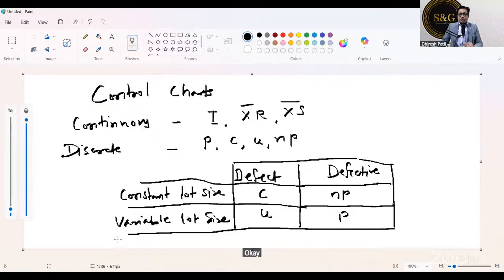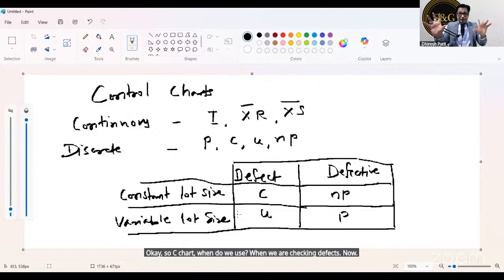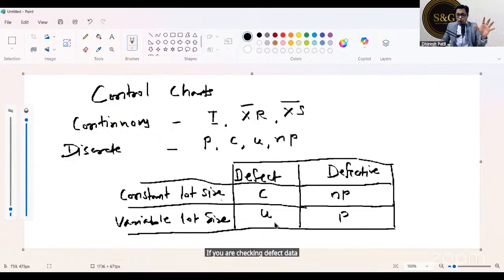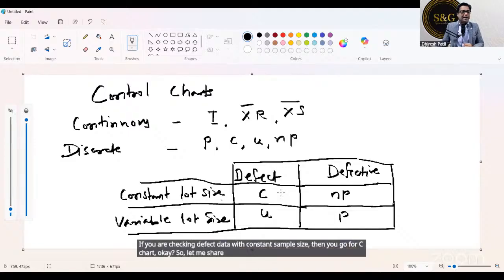Okay. So C chart, when do we use? When we are checking defects. Now everybody knows defect and defective. I have already given you the example of that shirt. DPMO calculation, remember? Defective is the entire unit, and within the defective unit there are multiple defects. If you are checking defect data with constant sample size, then you go for C chart. Okay, so let me share the file. I hope everybody has opened it.